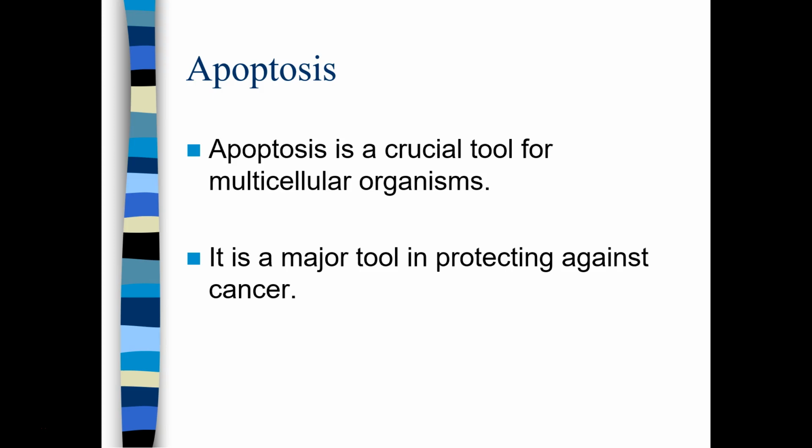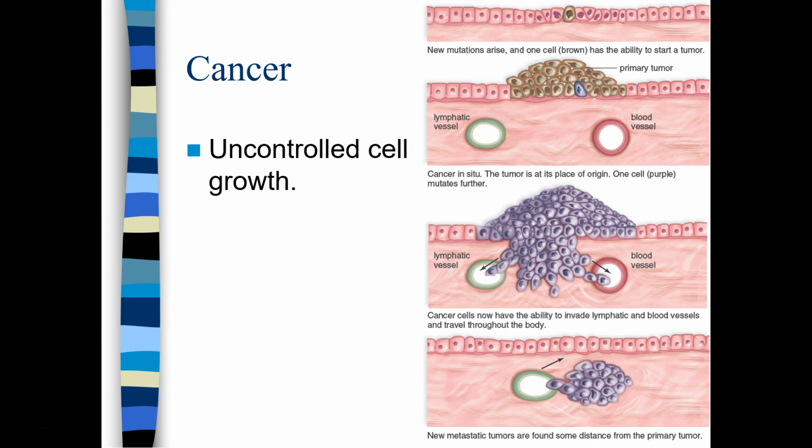But we're going to talk about it right now in the context of protecting against cancer. But that is not the only context in which apoptosis is used. So, cancer. Let's get into it. Cancer at its most basic level is just uncontrolled cell growth. It is cells that are growing over and over, or they're growing too fast. Cancer is the result of mutation as well. So cancer is uncontrolled cell growth, and it is the result of mutations.